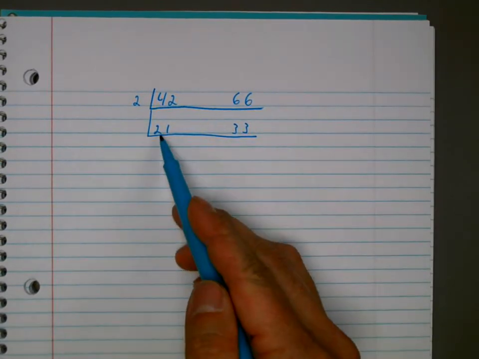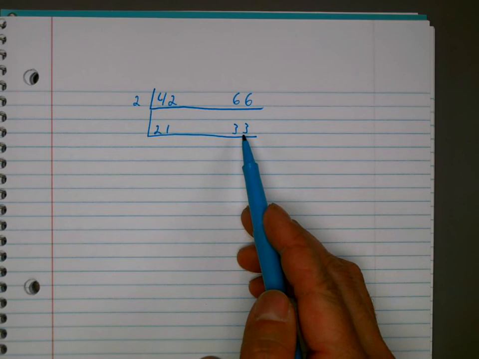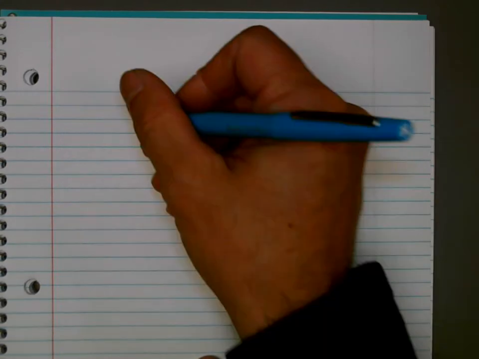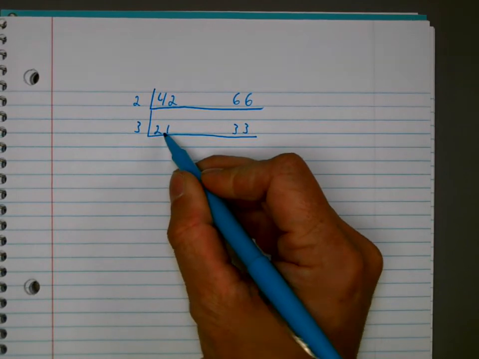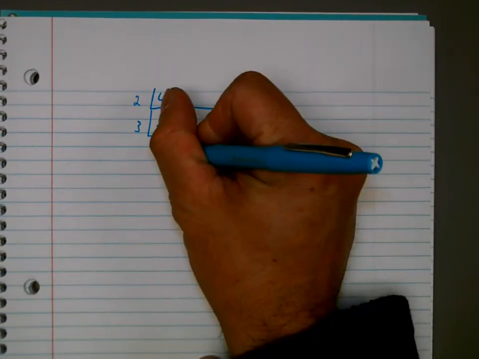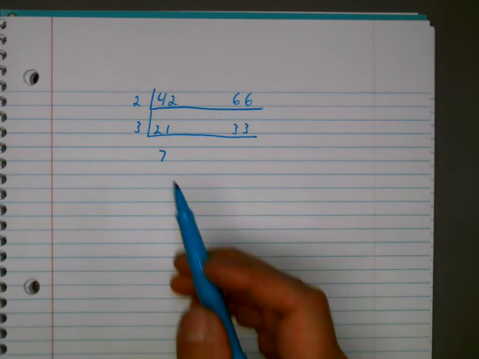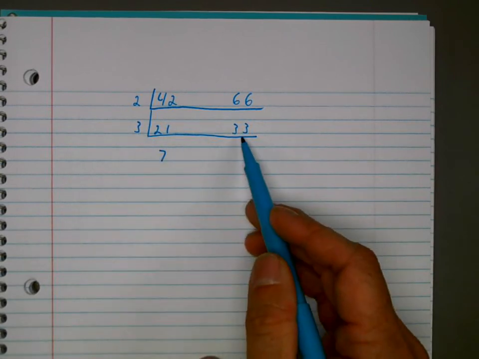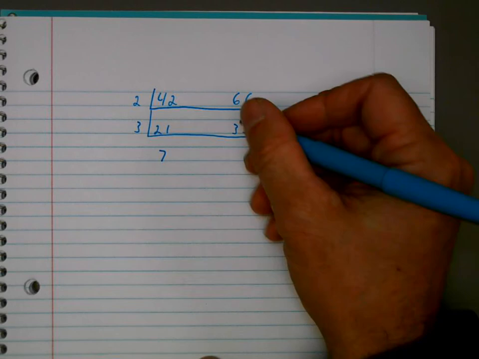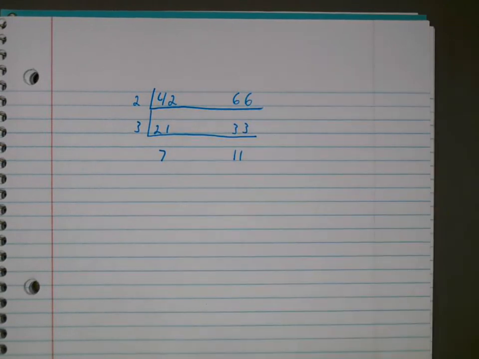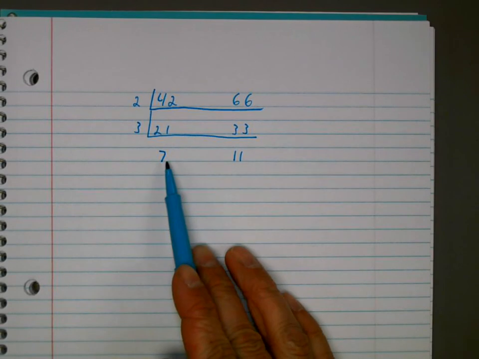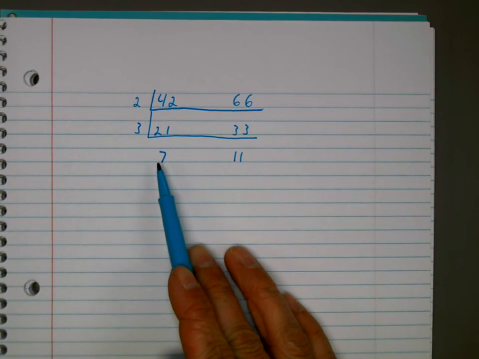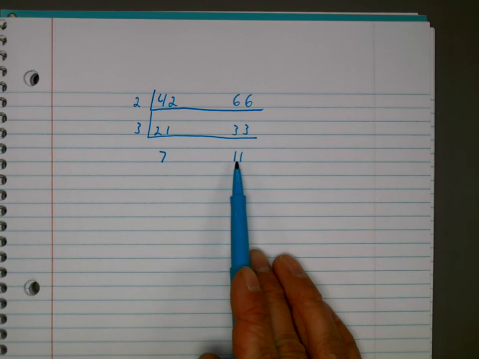What number goes into 21 and 33? The answer is 3. So 3 times what gives me 21? That's 7. And 3 times what gives me 33? That's 11. Now these are both prime numbers. I can't multiply anything to get 7 besides 1 and 7, and same thing with 11. I can't multiply anything else to get 11 besides 1 and 11.